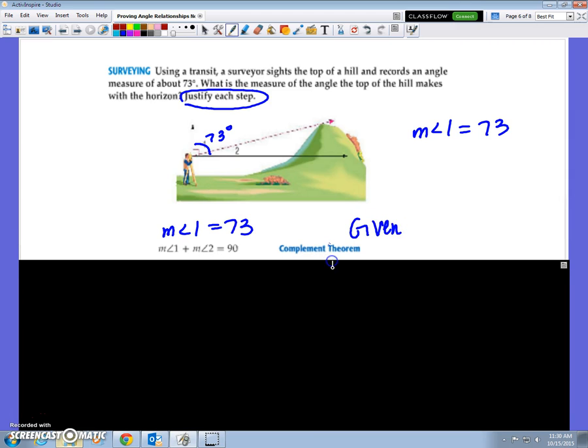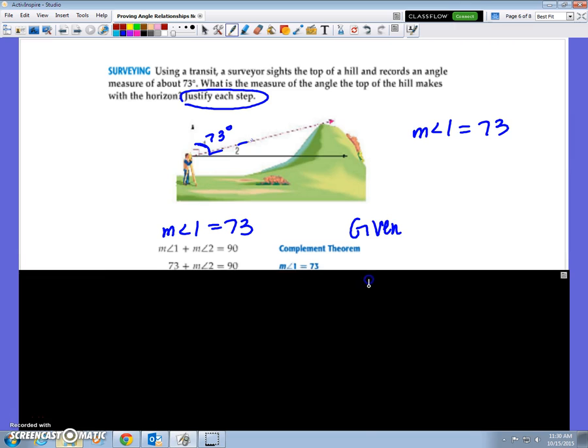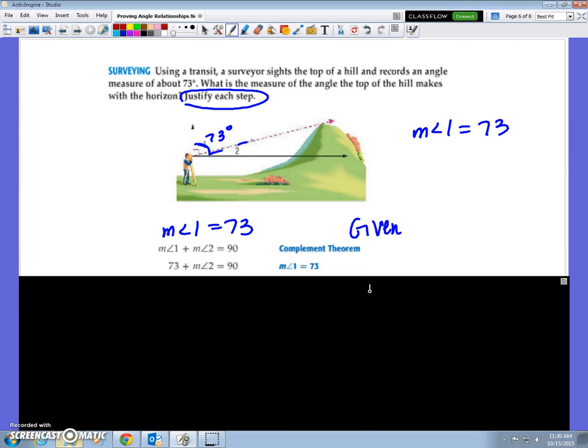Now through the complement theorem, I know that measure angle 1 and measure angle 2 must be equal to 90 degrees when you add them together because they're complementary angles. So the complement theorem. Let's see what this next step says. Now this one right here, we're going to say substitution property.